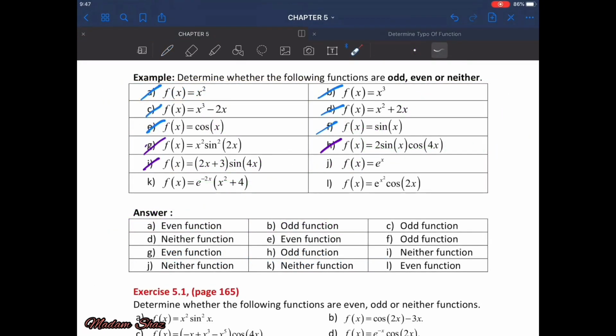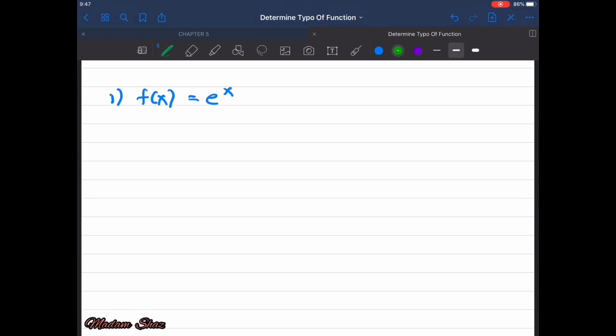Okay, now let us continue for the next example. f(x) is equal to e to the power of x. So now the function is in terms of an exponential function. The first step, substitute x become negative x. So f(-x) is equal to e to the power of negative x. So now we need to simplify for the negative here. For sine, we can bring the negative to the front. For cos, we ignore the negative.